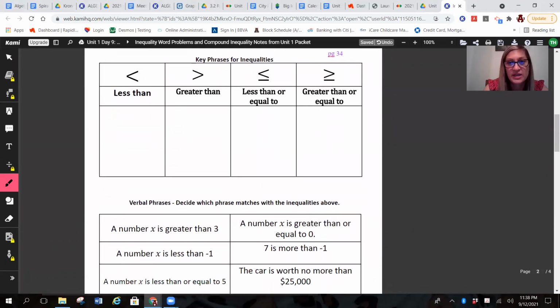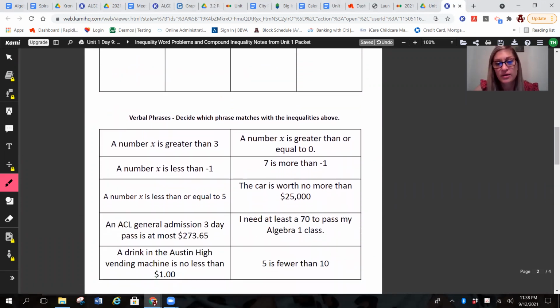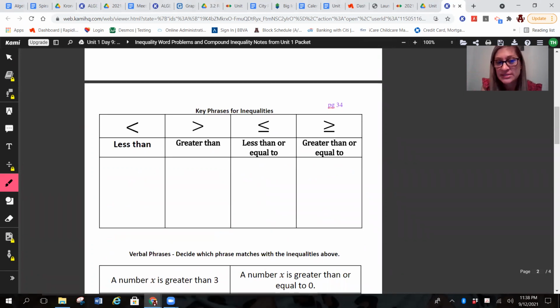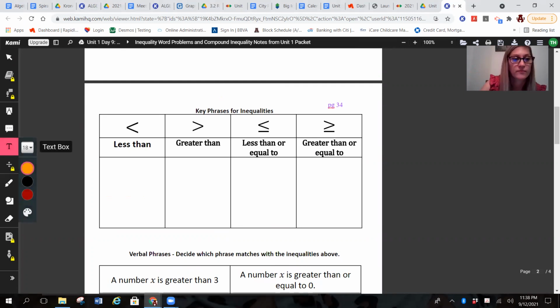Okay, so some key phrases. This is page 34 of your packet. We have 10 expressions, or 10 sentences. And each of these sentences has a phrase that tells you if you're going to use a less than sign or a greater than sign, a less than or equal to sign, or a greater than or equal to sign. Here we go.